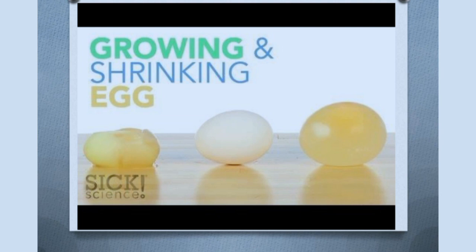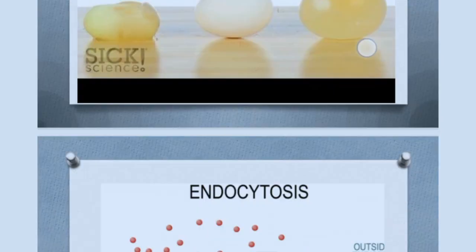Take the naked eggs and immerse one in a 25% salt solution. You will observe the egg in setup A will shrink, while the egg in setup B will swell or bloat. That means its size will increase.